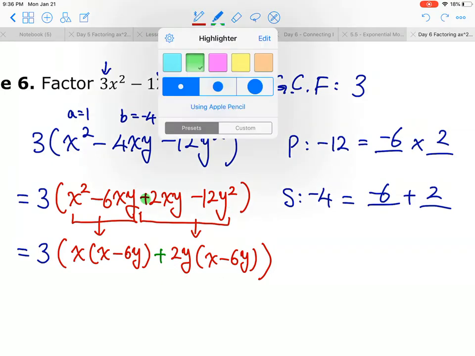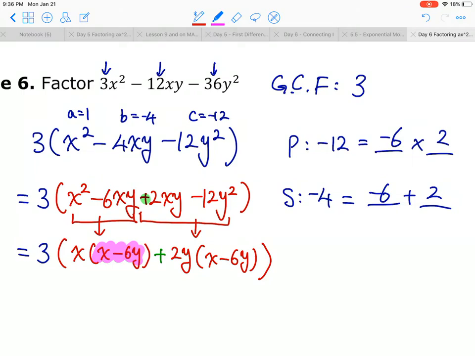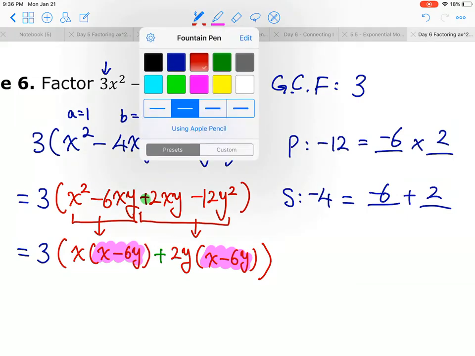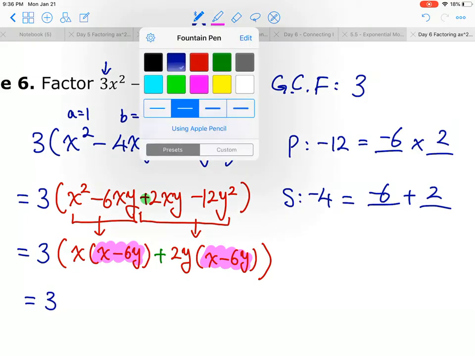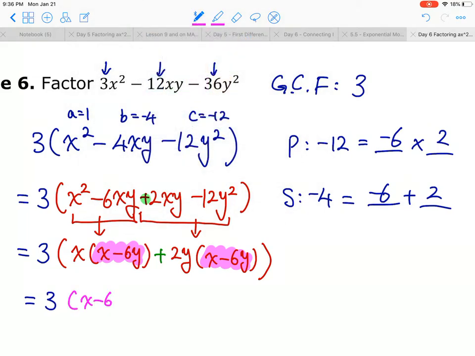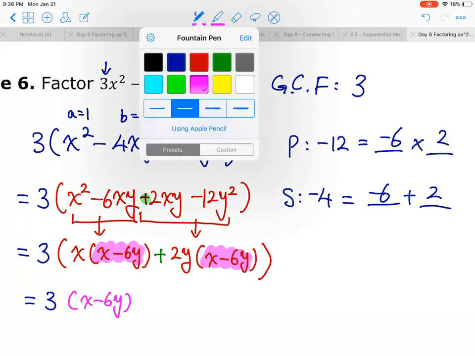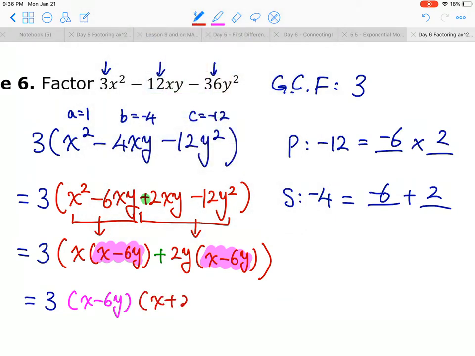So then hopefully you notice immediately that we have the same two terms, or binomial, in the brackets, the very inside brackets. So your final answer will be 3 times x minus 6y, and then x plus 2y. And then we're done, right?